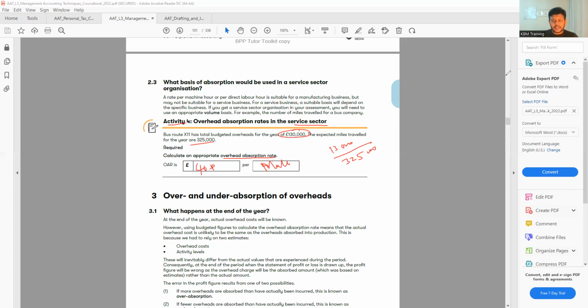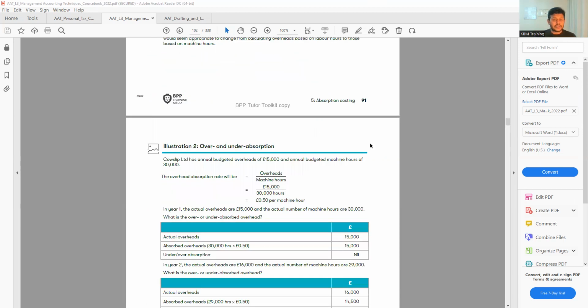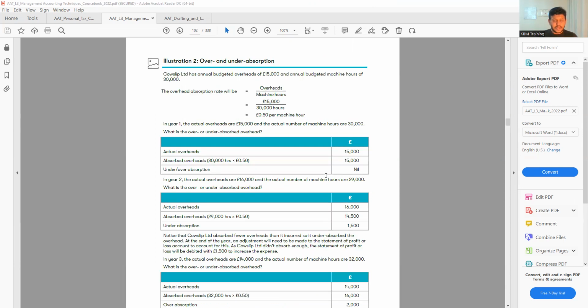Okay, the next topic is a little bit sensitive. We have here under or over absorption of the overhead. So it is very much important to understand, as I said before. So we'll go over one of the examples to make us clear. If you have any question, you can always ask, so we can discuss. So look at this example. I'll give you 2 minutes. Just read this example, then we'll read it together.